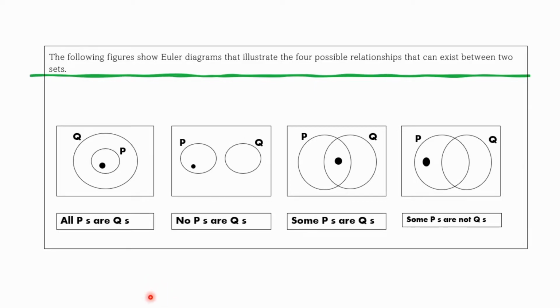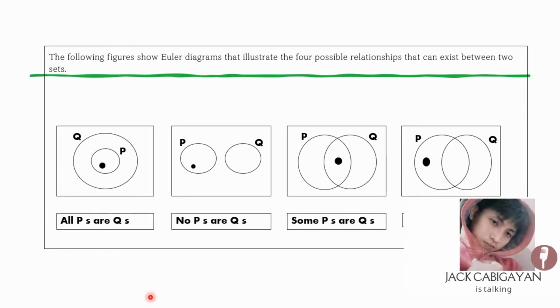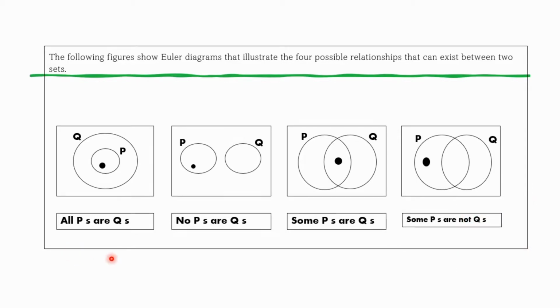The following figures show Euler diagrams that illustrate the four possible relationships that can exist between two sets. Figure 1 shows that all P's are Q's, because all of P is covered by Q. Figure 2 shows that no P's are Q's, because they are separate from each other and do not overlap.